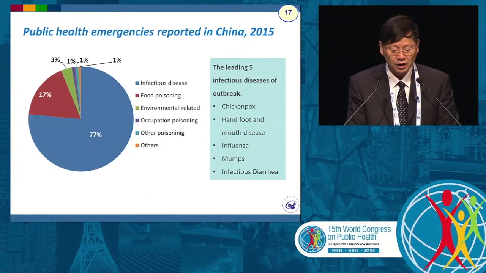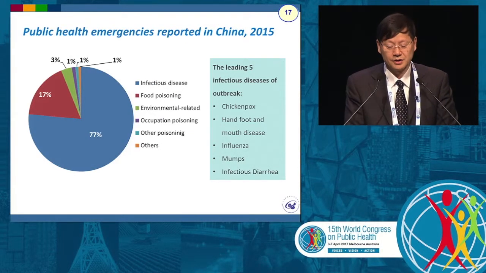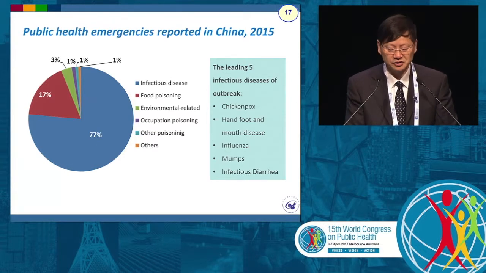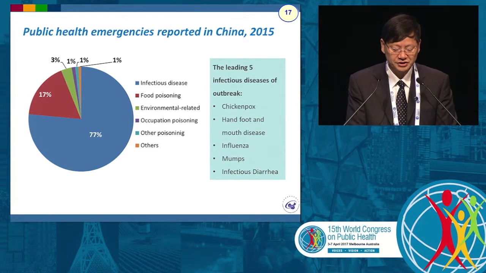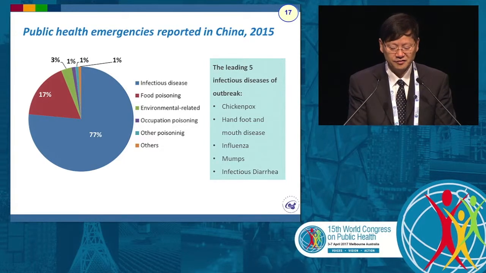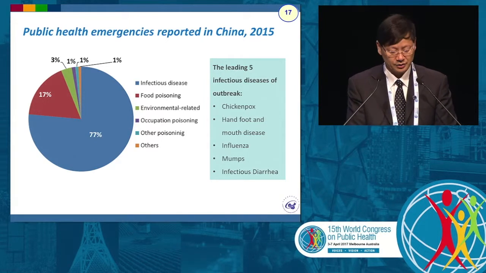According to this data, in 2015, infectious disease outbreaks predominate the public health events, accounting for about 77%, with outbreaks of chickenpox, hand, foot, and mouth disease, influenza, mumps, and infectious diarrhea being the leading 5. Food poisoning ranked as the second most frequent event, followed by environment-related events.